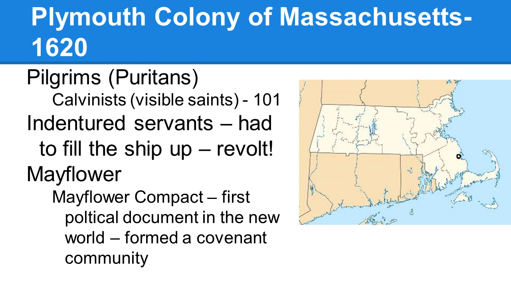Basically, it was government of the people, by the people, for the people, before it was actually part of our political system and our written documents. So, Mayflower Compact, very, very important.